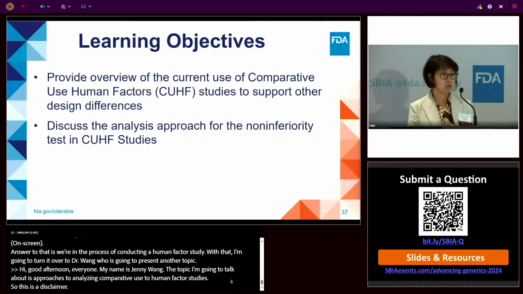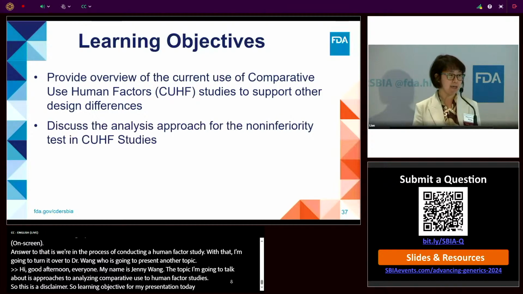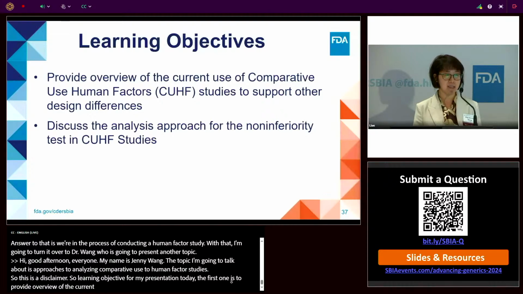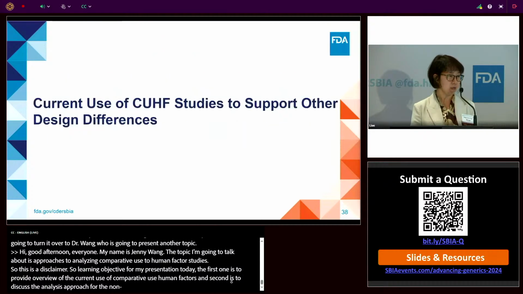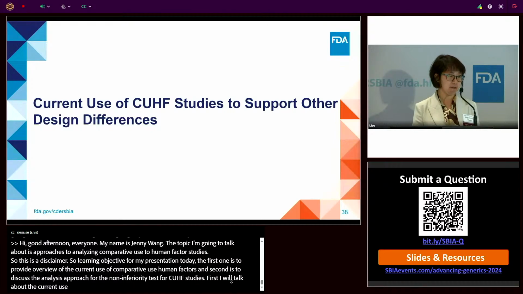So the learning objectives for my presentation today: the first one is to provide an overview of the current use of comparative use human factor studies to support other design differences. And the second objective is to discuss the analysis approach for the non-inferiority test in comparative use human factor studies. First, I will talk about the current use of human factor studies to support other design differences.